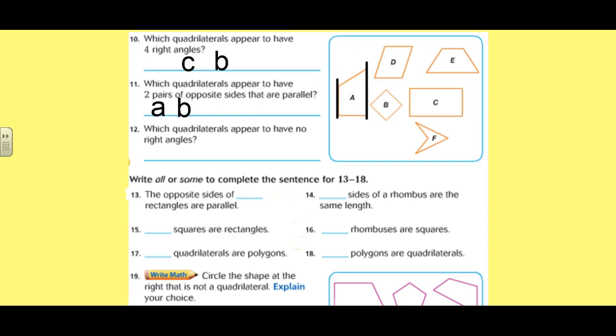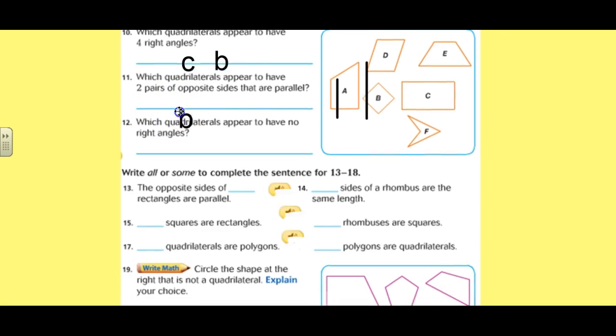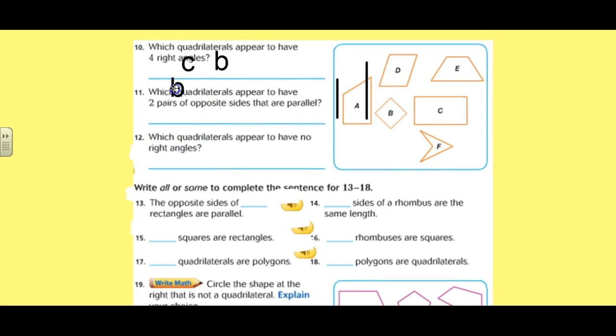Oh, wait. I need to go back. I forgot to read this carefully. It said 2 pairs of opposite sides that are parallel. So guess what? It cannot be A because the other pair of opposite sides are not parallel. So I can put B. So I'm going to put B, and then I'm going to move on to C. C is a rectangle. We know for a fact that a rectangle has opposite sides that are parallel. So I can put shape C has 2 pairs of opposite sides that are parallel.